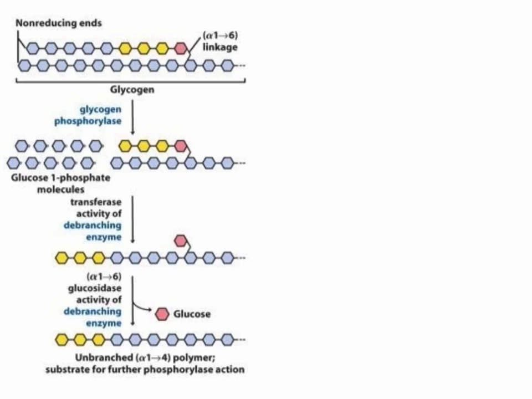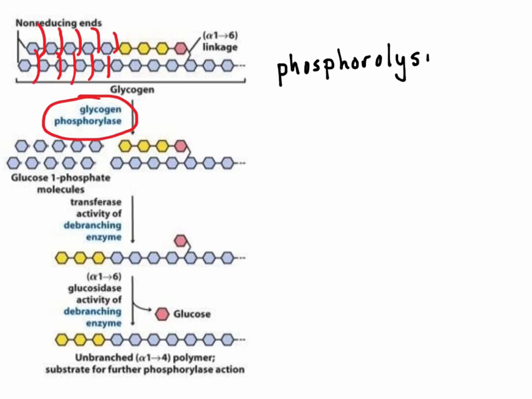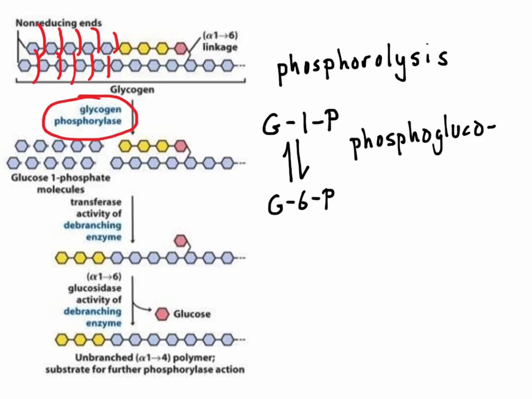Glucose molecules are removed from the non-reducing ends of the glycogen chains by the enzyme glycogen phosphorylase. The residues are removed by insertion of a phosphate, not water, so this is phosphorolysis rather than hydrolysis. The product is glucose 1-phosphate. Glucose 1-phosphate can be converted to glucose 6-phosphate by phosphoglucomutase.